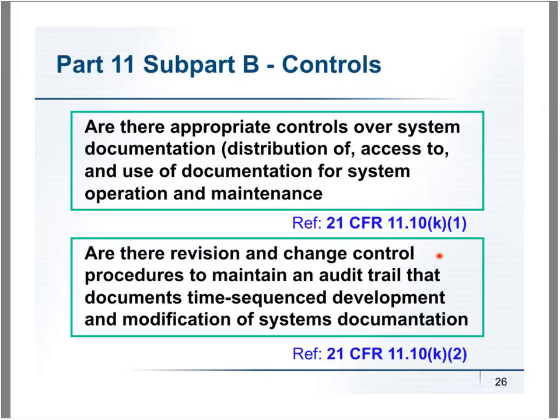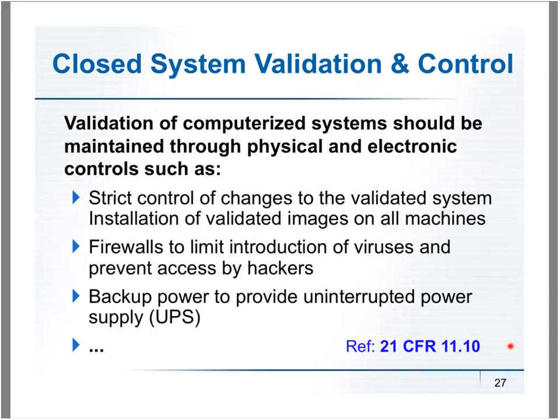Revision and change control procedures to maintain the audit trail. You have to have many, many procedures, and these are well-defined. And I think this was one of the reasons that people said, oh, man, we can't do this right away, because we didn't have IT people yet experienced in this area. Now, validation of a closed system is, again, clearly stated. I have a couple of slides on this.